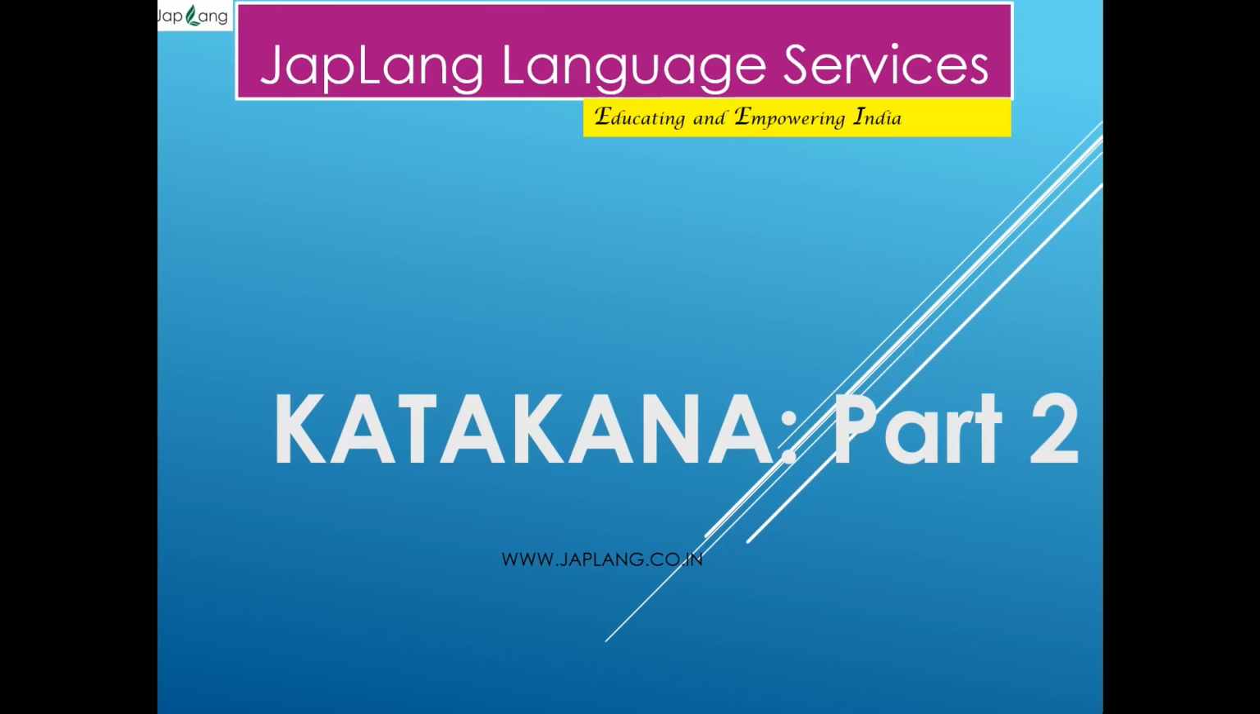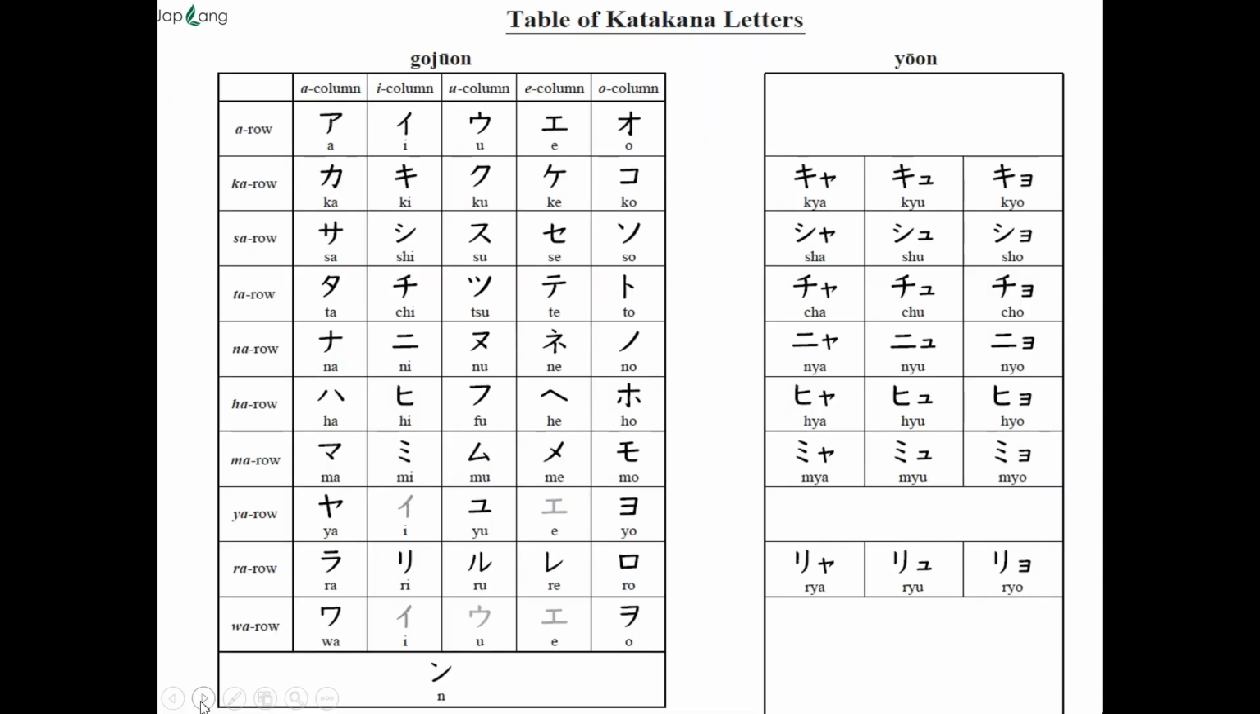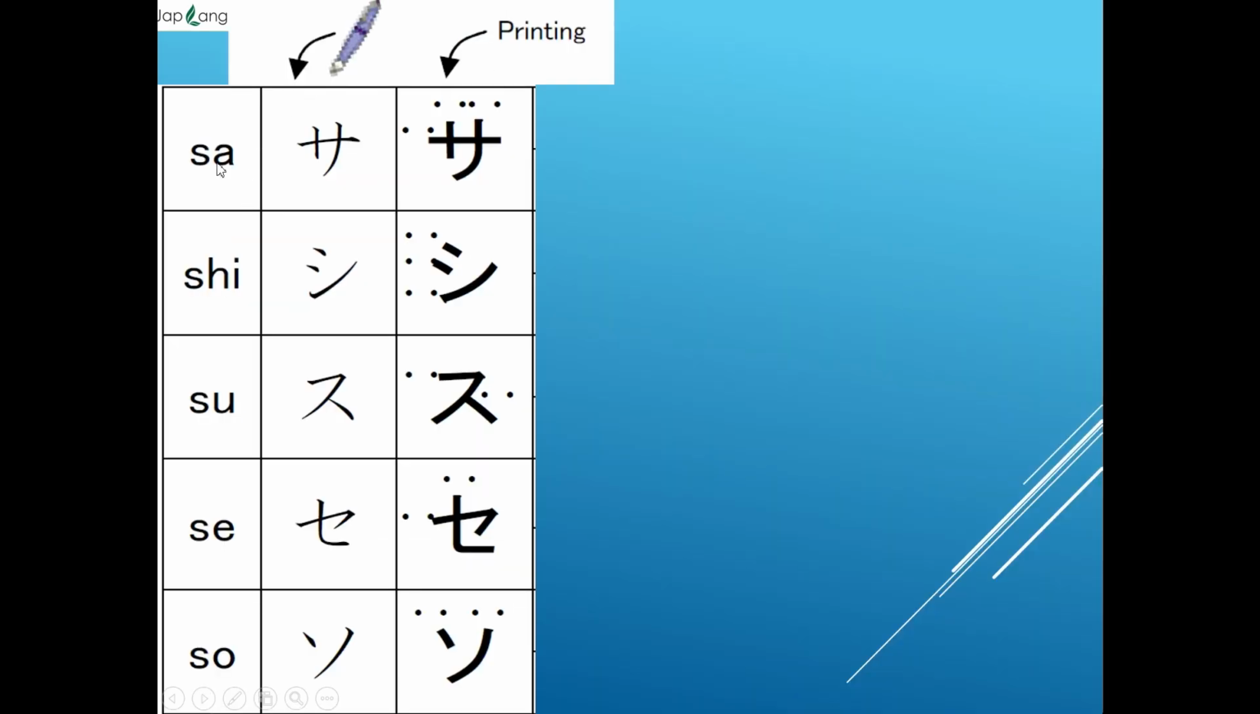Today we will be learning another 10 characters of Katakana. We have already learned 10 characters in the previous Katakana session. Today we have another group, another 10 out of 46 that we'll be learning. Today we'll be learning the Sa group and the Ta group. This is how it looks: sa, shi, su, se, so, and it sounds like this.